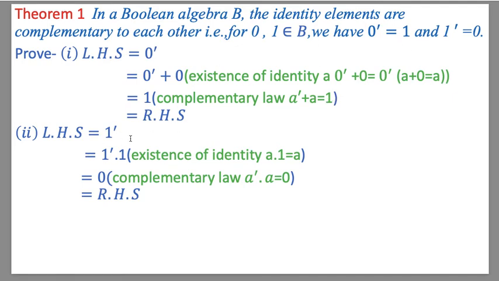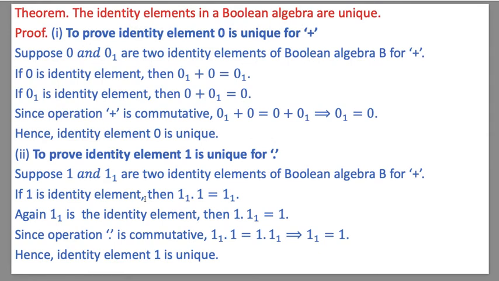For the second part, complement of 1. This can be written as complement of 1 into 1, because by existence of identity element A dot 1 is A. And this is equal to 0 because by complementary law A dash dot A equal to 0, and this is the right hand side. So we have proved that in Boolean algebra, the identity elements are complementary to each other. Means complement of 0 is 1 and complement of 1 is 0.